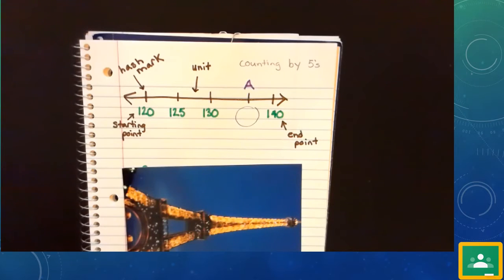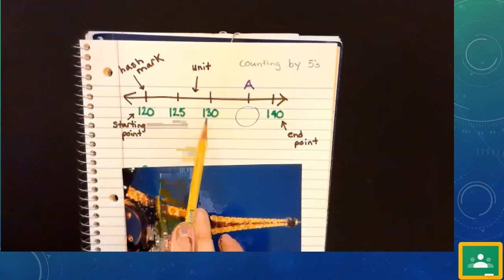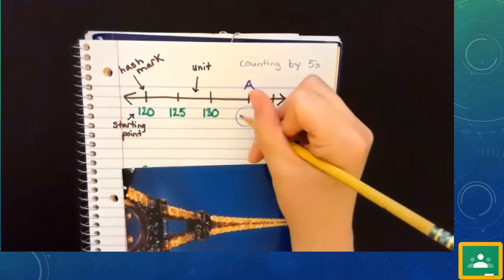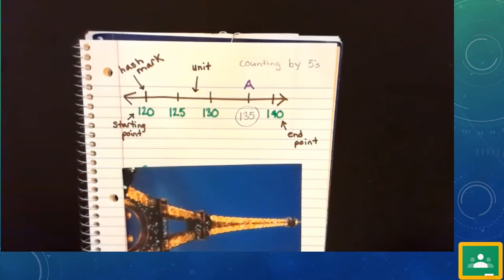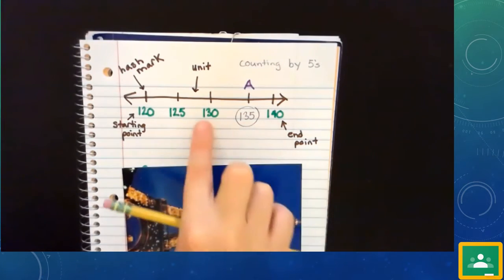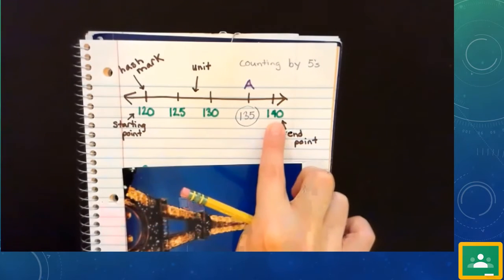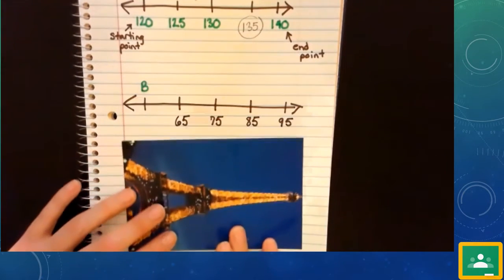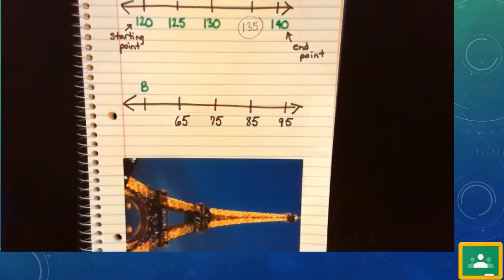Either way can work. I can count by fives, 120, 125, 130. The next counting up by fives would be 135. And 135 is also that number that is directly in between 130 and 140, okay? So that's the learning that we did yesterday. So let's continue using that information as we explore using number lines to find differences.